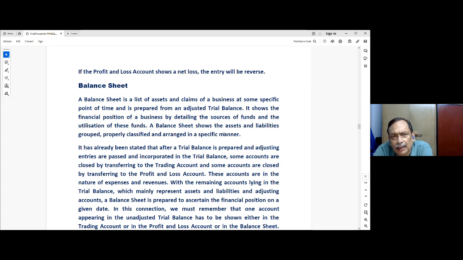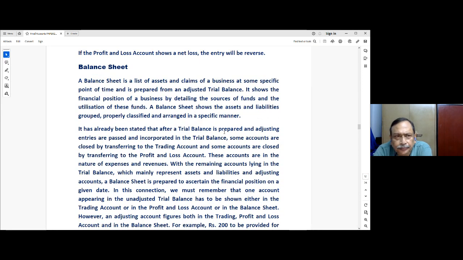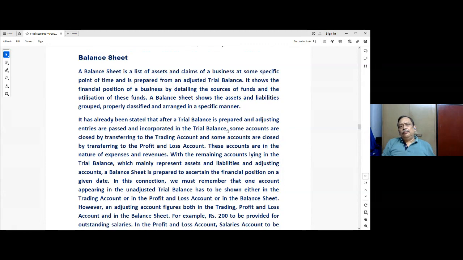Okay. Now we are coming to the balance sheet. A balance sheet is a list of assets and claims of a business at some specific point of time and is prepared from an adjusted trial balance.